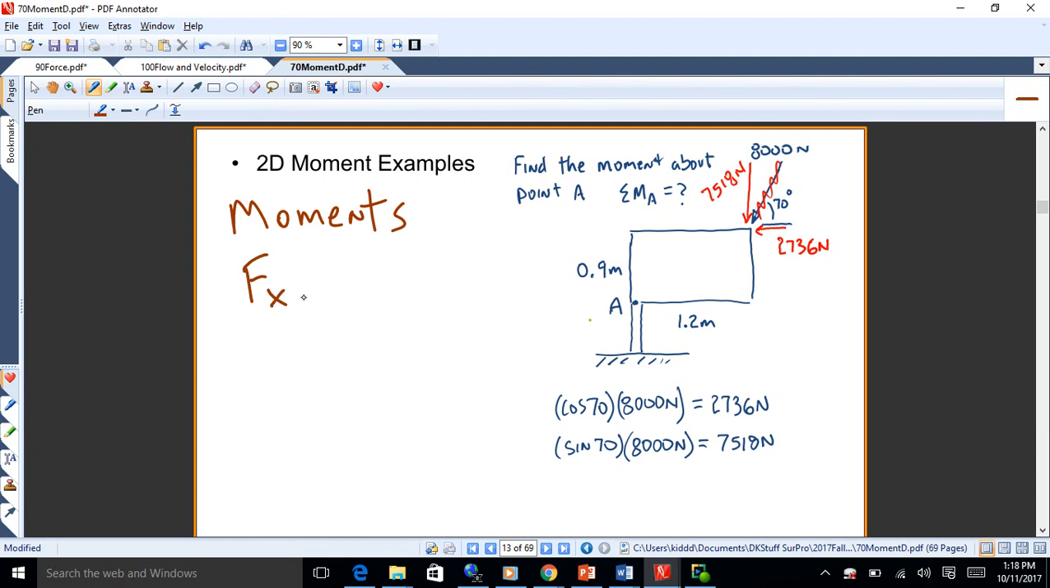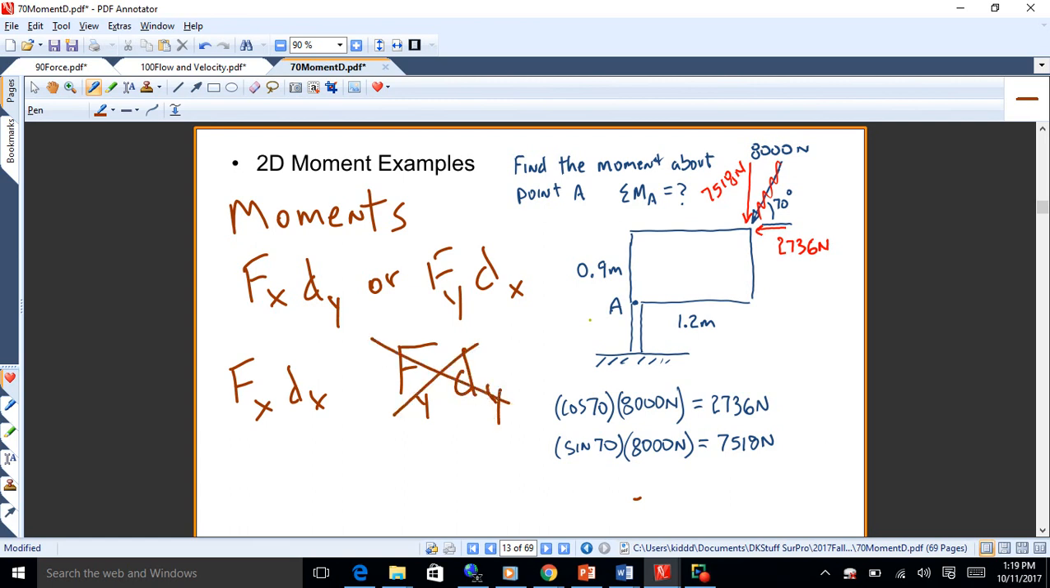Okay, so Fx dy or Fy d sub x. That's what moments are. Moments are not Fx d sub x. They are not F sub y d sub y. You've got to combine unlike components together, because that's what generates the twist for you. Having a distance in the x and a force in the y will get you a twist. Okay? So that creates a twist.